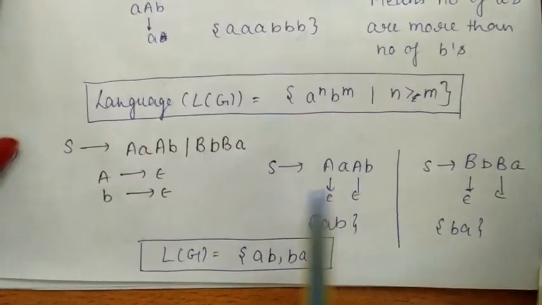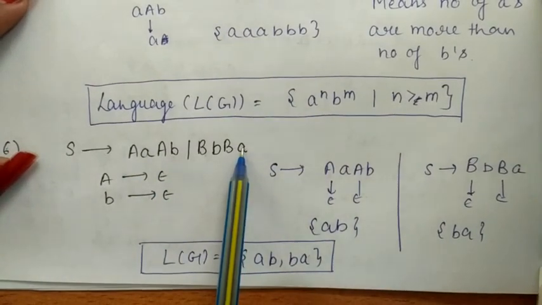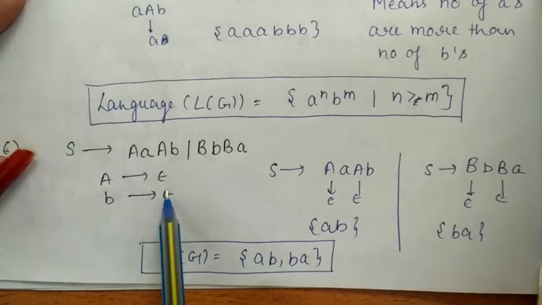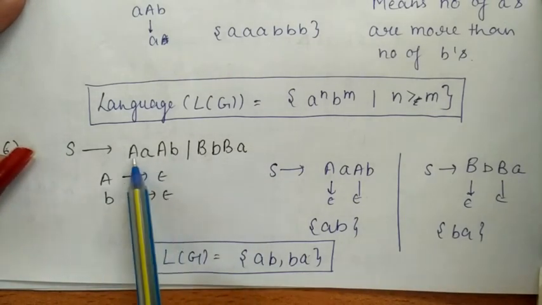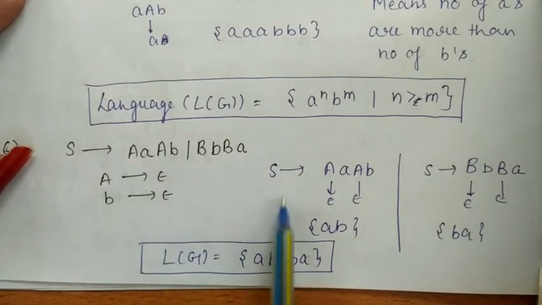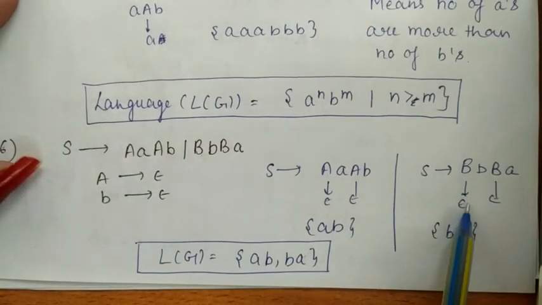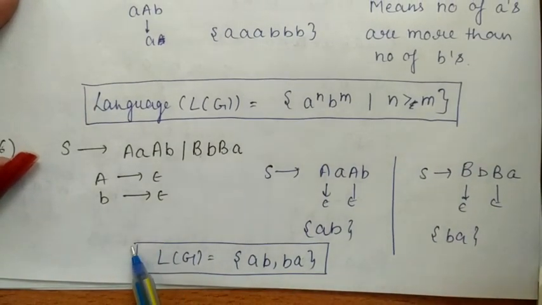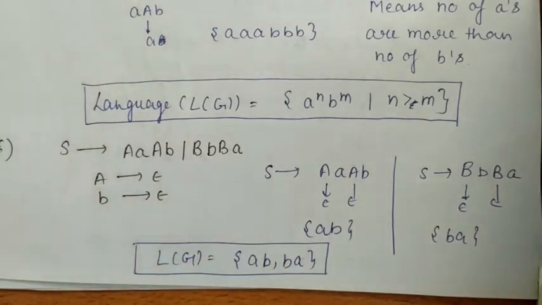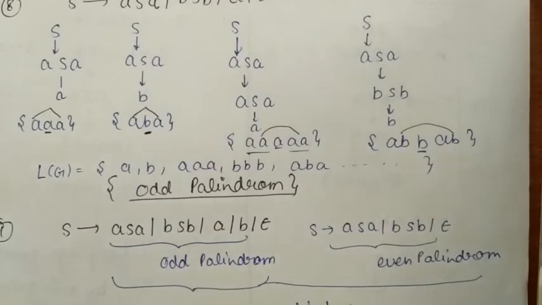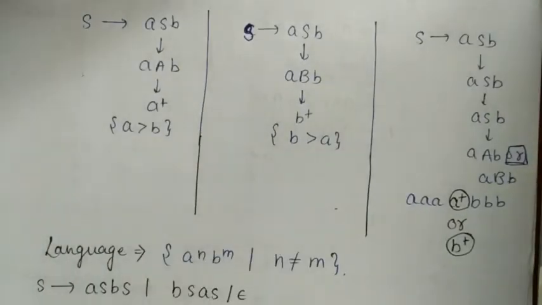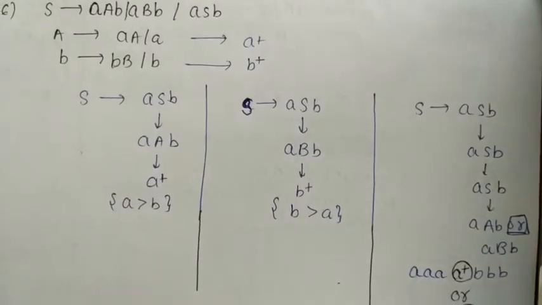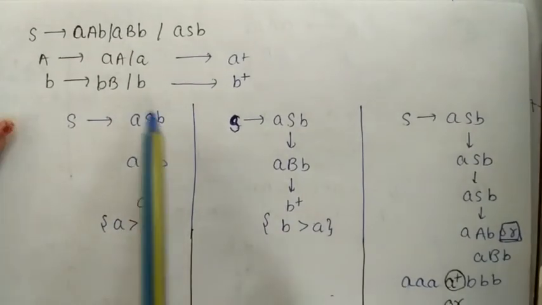Now in the next question, what is this language? If we replace A by epsilon and B by epsilon, then replacing these two A by epsilon we get AB, and replacing these two B by epsilon we get BA. So the language for this kind of grammar is AB and BA. Now the next question is, if we have a problem like this, what is the language for this grammar?